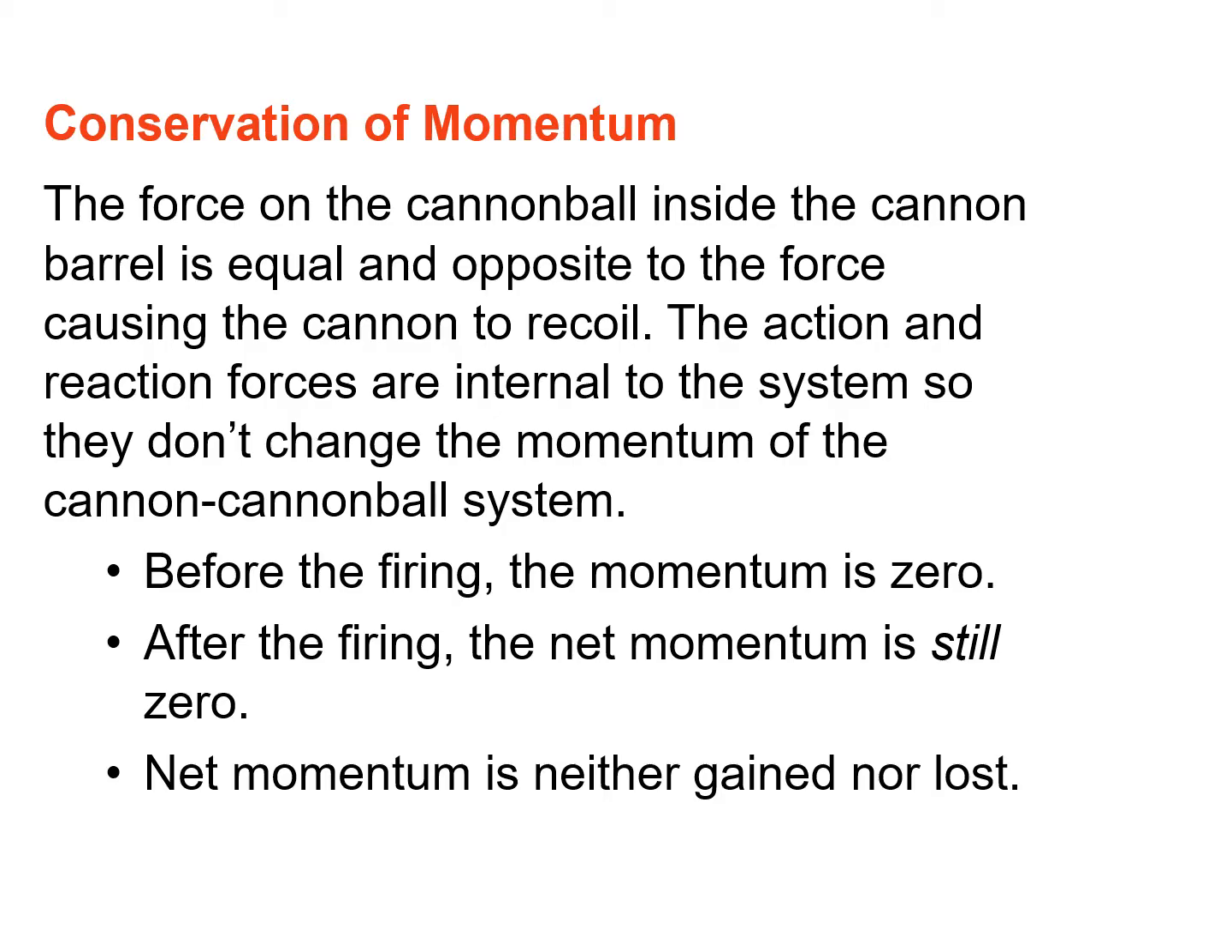Before the firing of the cannonball, the momentum of the system is 0. After the firing, if you add the positive momentum of the ball and the negative momentum of the cannon, then the net momentum is still 0. Net momentum is not gained or lost. It's not the point that it's 0, it's that it's the same before and after. That's the interesting fact here.